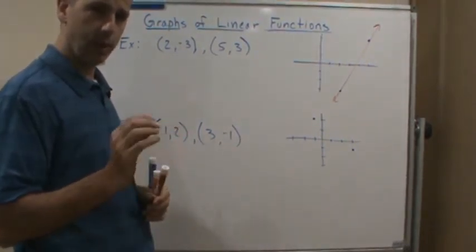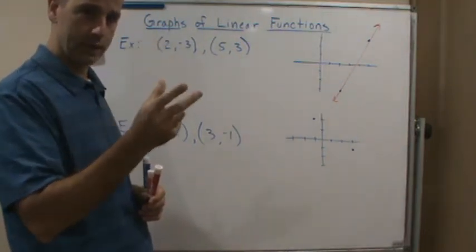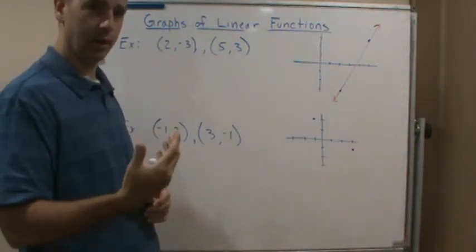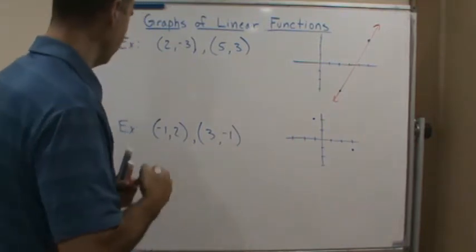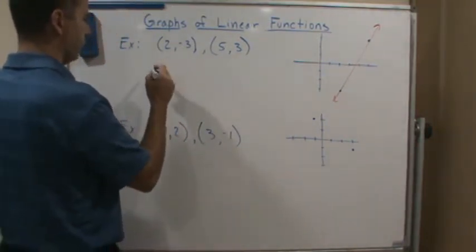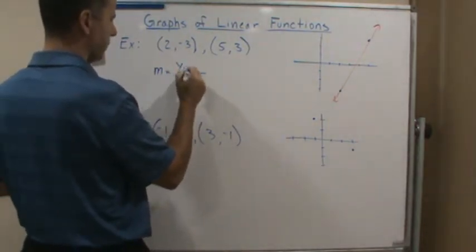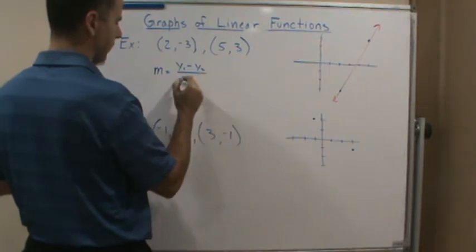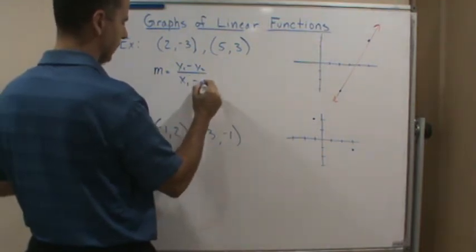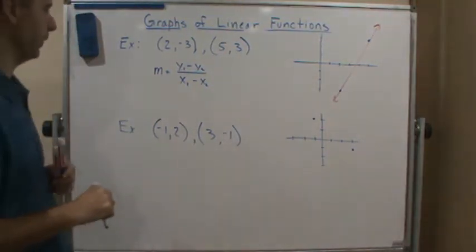The one thing you want to remember is whatever way you subtract one set of coordinates, you want to make sure you subtract the other set of coordinates the same way. So let me demonstrate here. The slope here is we're going to take the difference in the y's over the difference in the x's. I'm going to subtract them the same way on the top and the bottom.